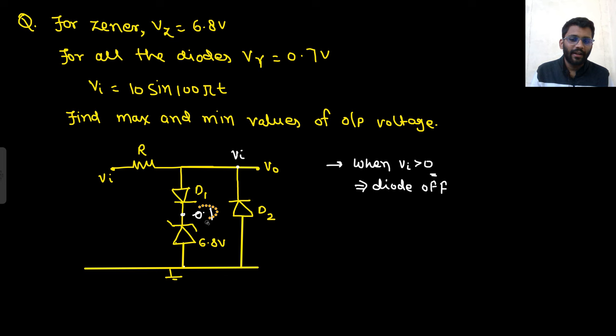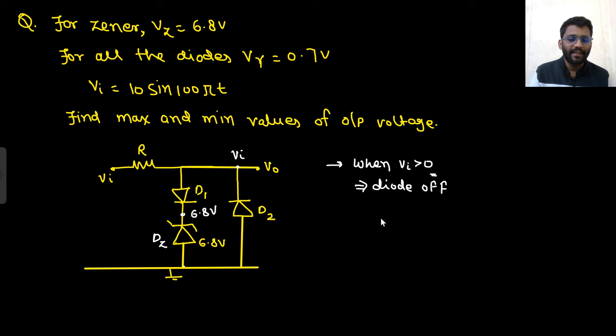So tell me, at what potential do you think this diode DZ will turn on? 6.8 plus 0.7, 7.5. If Vin is 7.5 volt, what will happen? This will be replaced with a 0.7 volt battery. This will be 6.8, so you at least need 6.8 volt here. If you are getting 6.8 volt here, this will be replaced with a battery of 6.8, and this is a simple battery of 0.7. So 6.8 plus 0.7 will be 7.5, right?